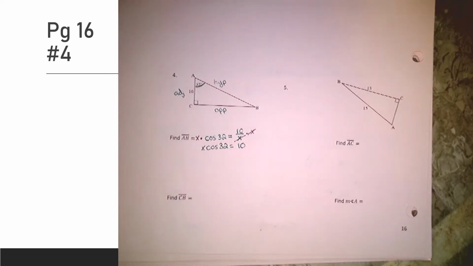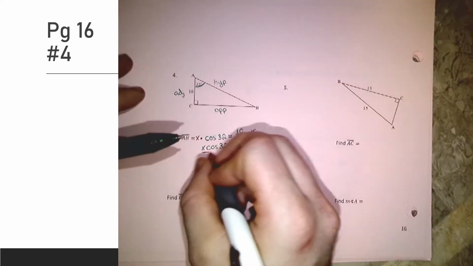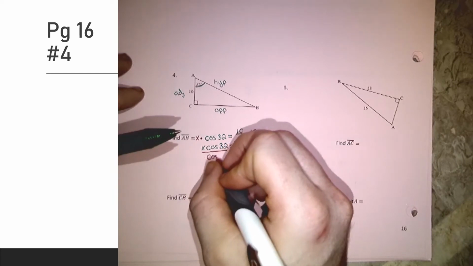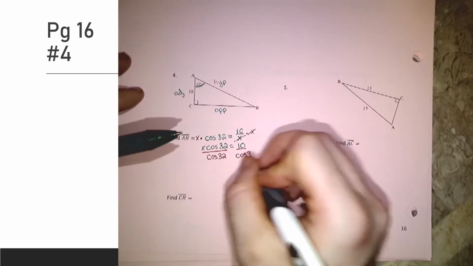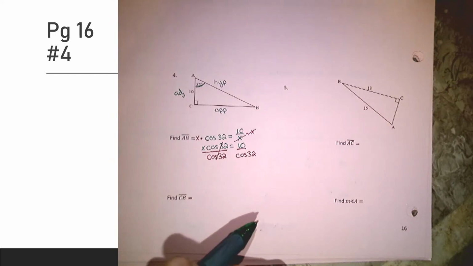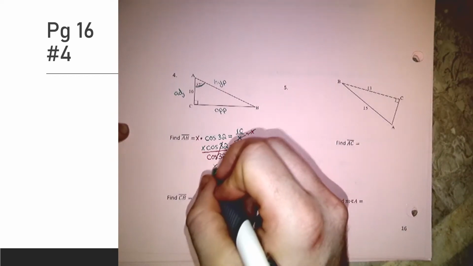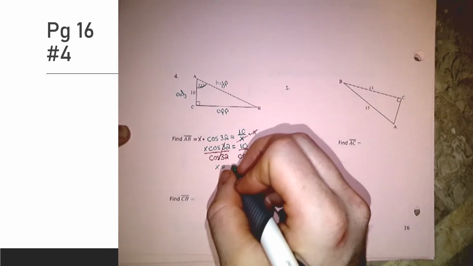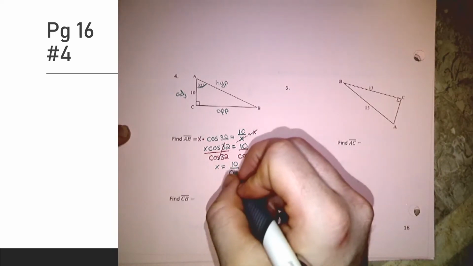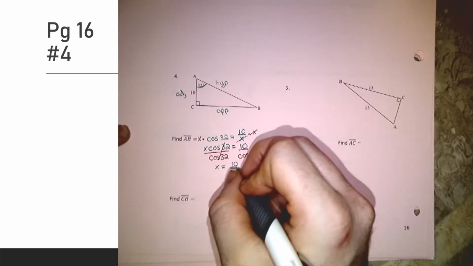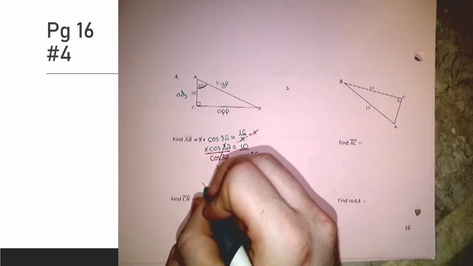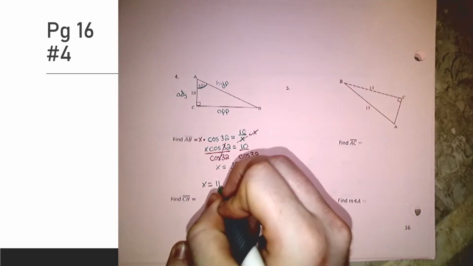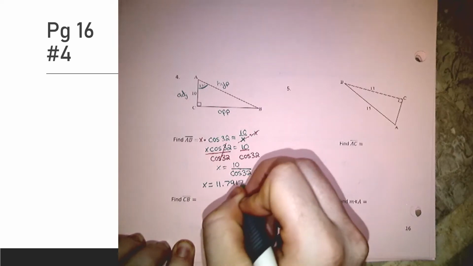Now again, I'm trying to get cosine by itself, so now I'm going to divide the cosine of 32 to both sides. When I do that, I get now x equals 10 over the cosine of 32. When I do this in my calculator, what I end up getting is that x equals 11.79178.